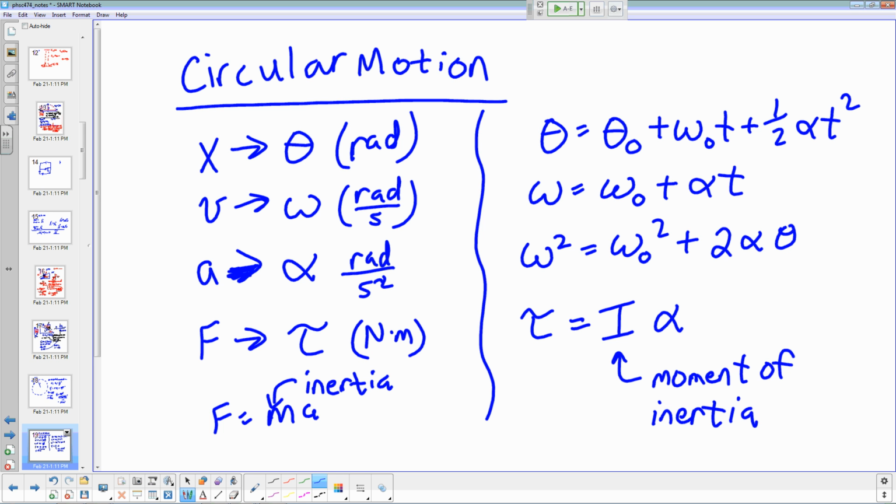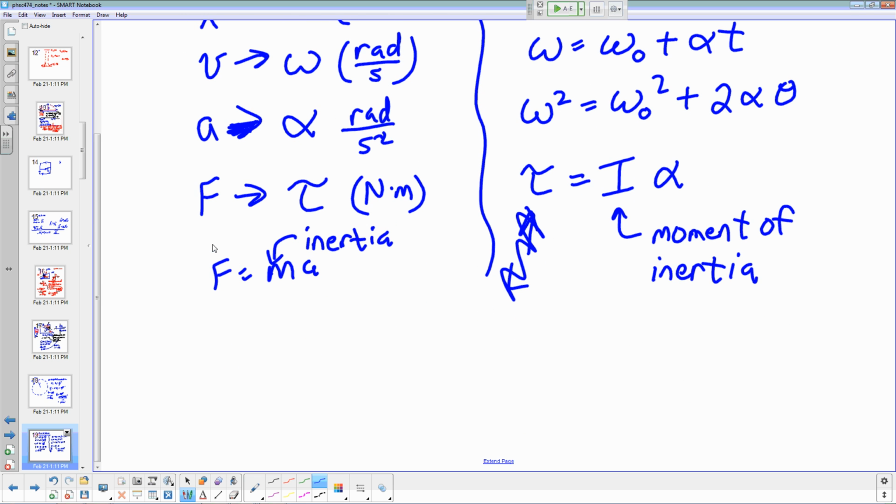Your book actually calls torque L for some reason. I don't know why it does that, but if you're following along in your book, I don't like that at all, because L we'll use for something else later. So let's just call it tau. If you are following along, just remember where the book says L, we'll use the Greek letter tau for torque.